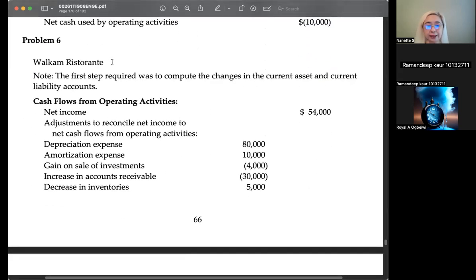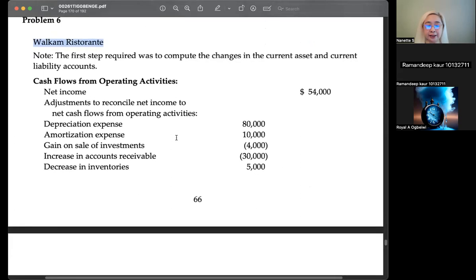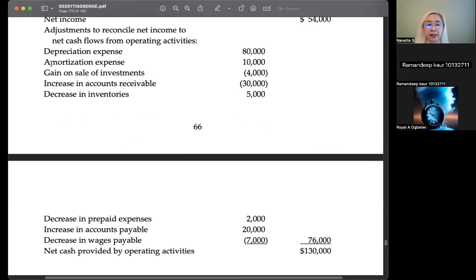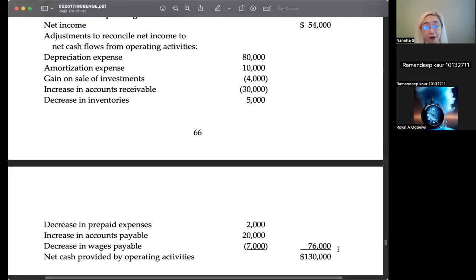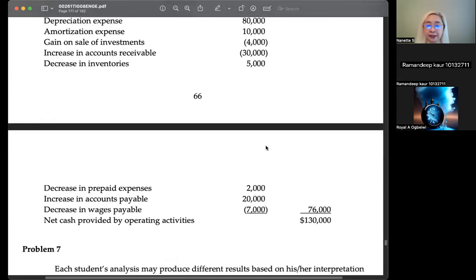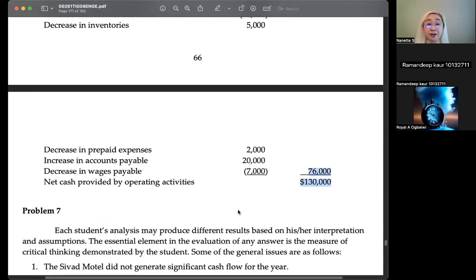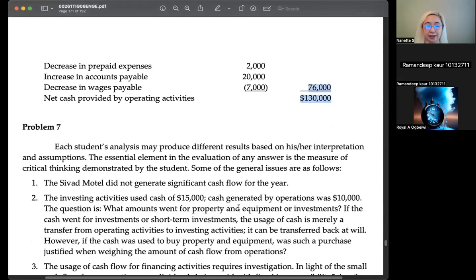So problem number 6 is for a restaurant again. You have your total net income and then you add or subtract the different expenses and payables. So in this case, it is a positive amount. So you add 54,000 and 76,000. Then you get net cash provided by operating activities, which would be 130,000.